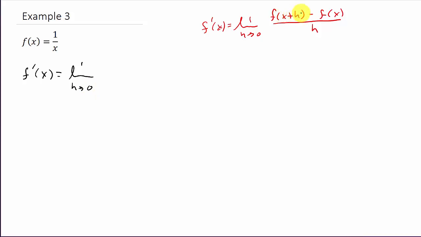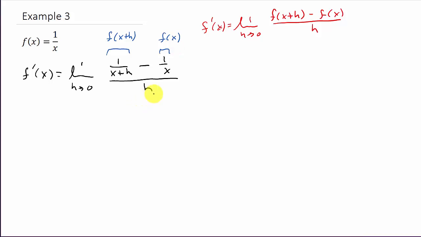Now, f of x plus h, so we're going to take the x plus h and put it in for x. So that's 1 over x plus h. Minus f of x, which is 1 over x. And then all that is over h. Okay, so there is your f of x plus h, and there's your f of x.